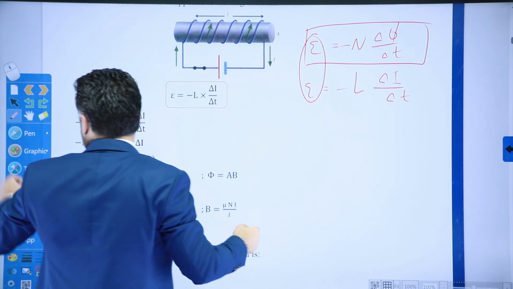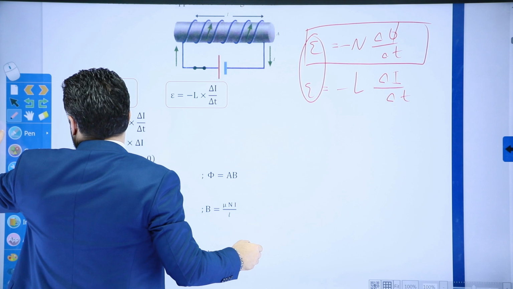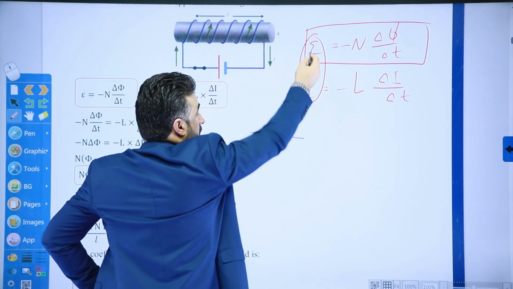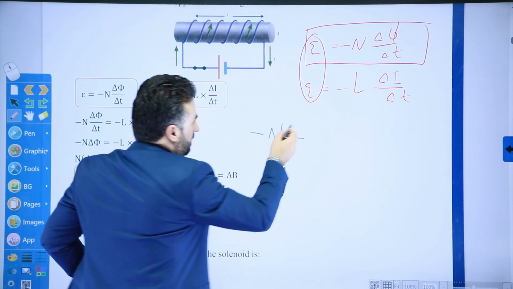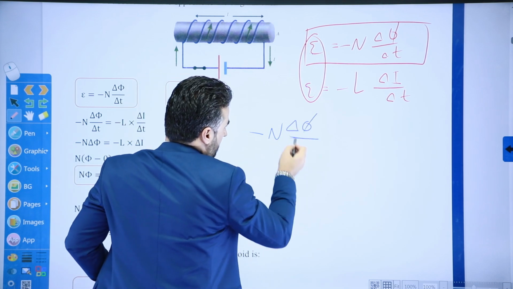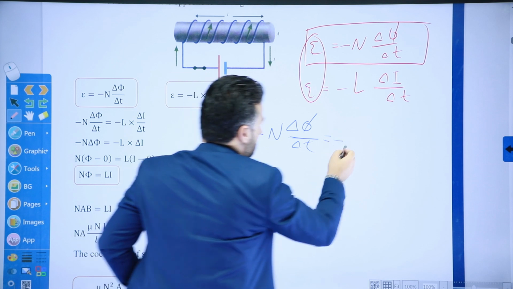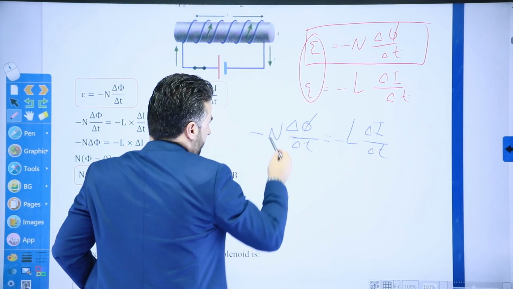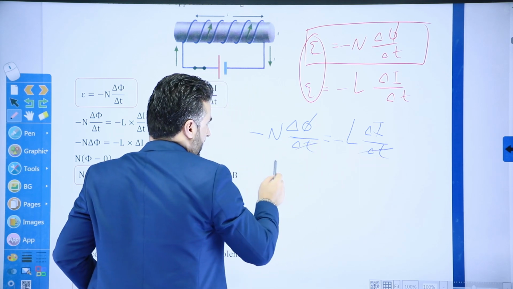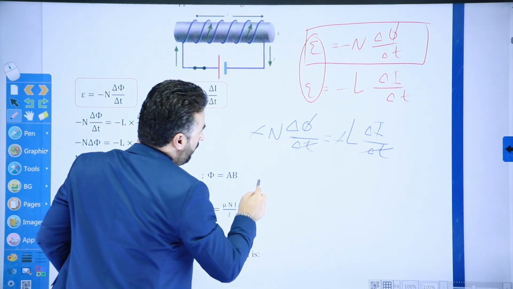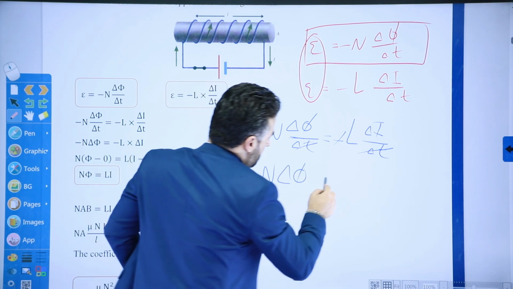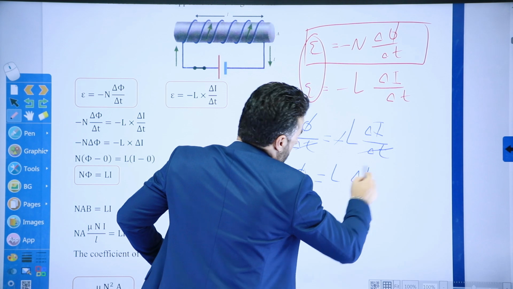So let's save some space. We can say negative N times the change in magnetic flux over the change in time equals negative L times delta I over delta T. Now we can cancel out the delta T here, and these two negatives cancel out. So what are we left with? We're left with N delta flux equals L delta I.